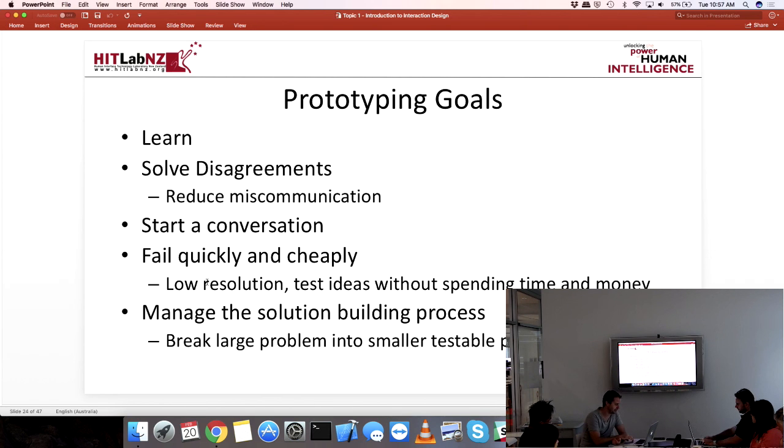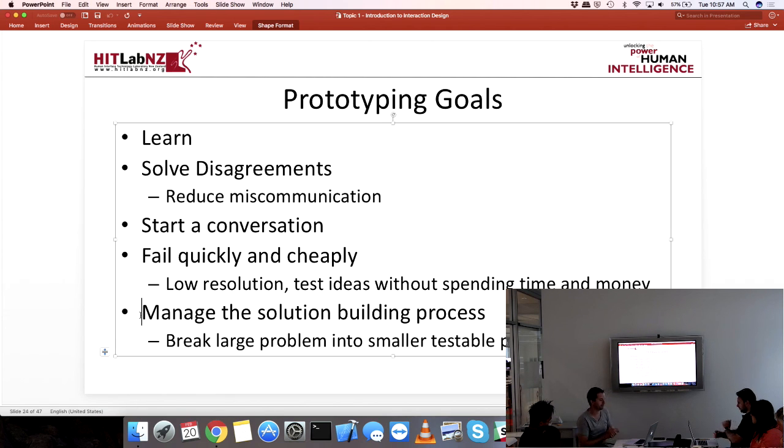So yeah, fail cheaply and quickly, and the best way to do that is low resolution testing, and to manage the solution building process as well. So if we can split up the prototype into as many small components as we can, we can test, build, and design each part and then bring them back together as well.